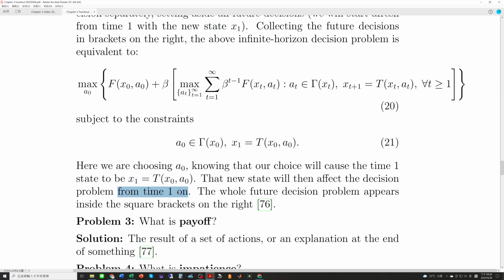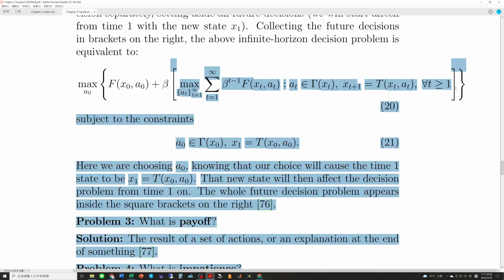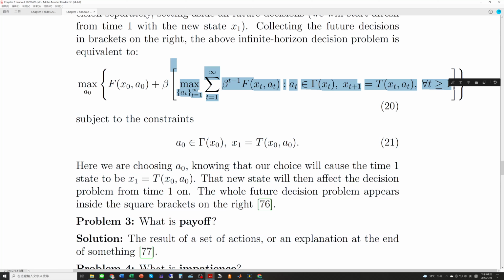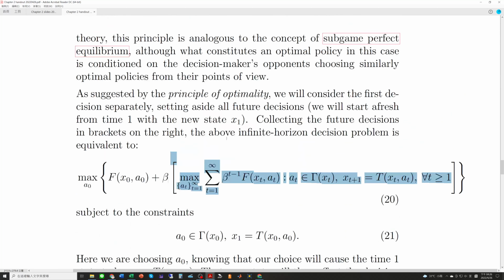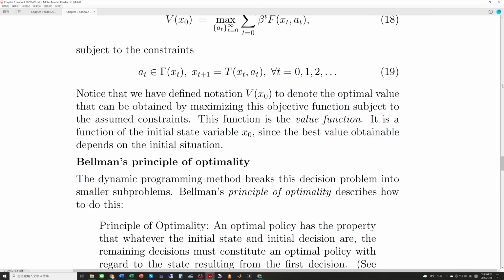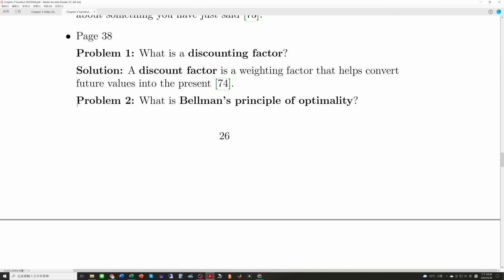From time 1 on, the whole future decision problem appears inside the square brackets on the right. Okay, that is inside this square bracket, from here to here. So we have finished the solution to problem 2.